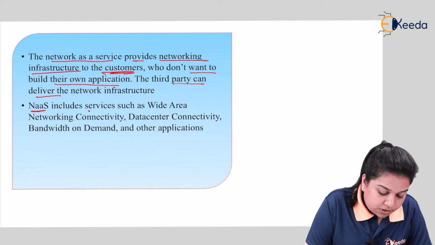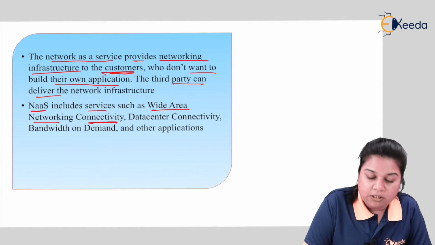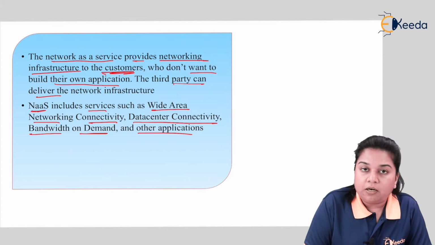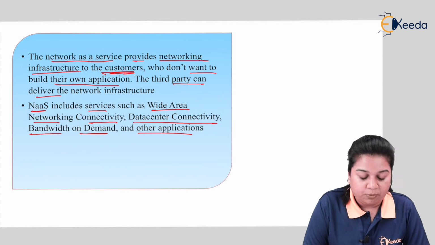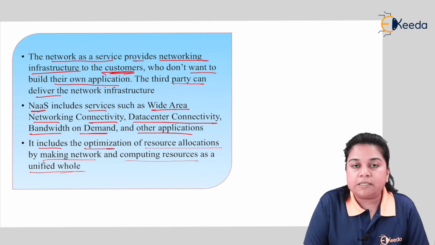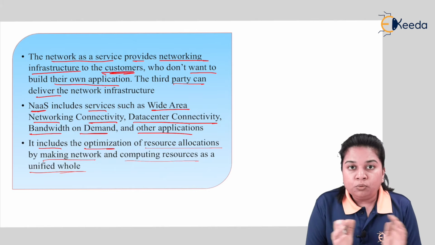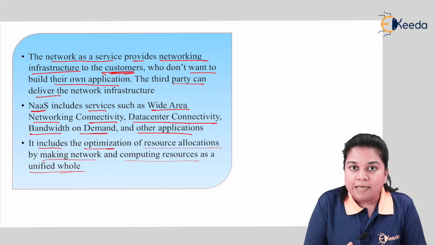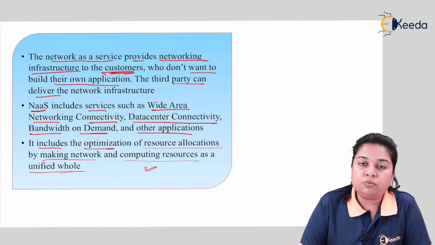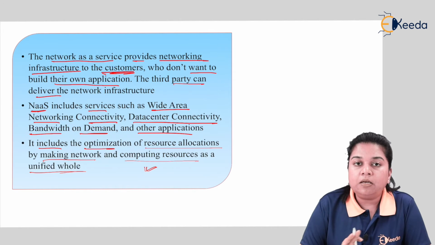Network as a service includes services such as wide area networking connectivity, data center connectivity, bandwidth on demand, and other applications as we have seen before. It includes the optimization of resource allocations by making network and computing resources a unified whole. That means it unifies them or combines them and creates a wholesome product and gives all these resources to the customers via networking as a service.